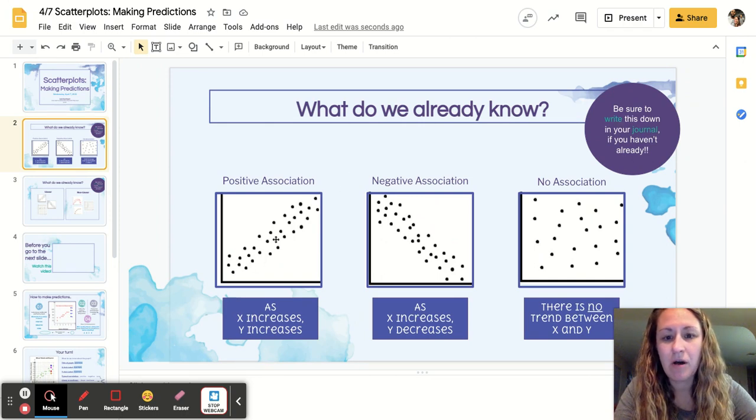So right here we have our positive association with our positive slope, whereas our x increases, so does our y. So our x is increasing, and so are our y values. We have our negative association, which is our negative slope. I'm hoping we all remember that. Whereas our x increases, our y is decreasing. And then our no association, there's no trend between it.